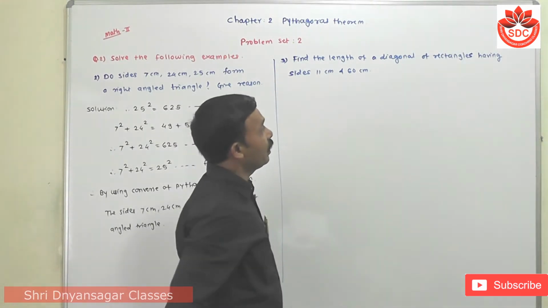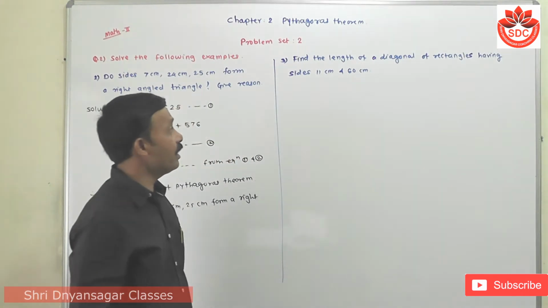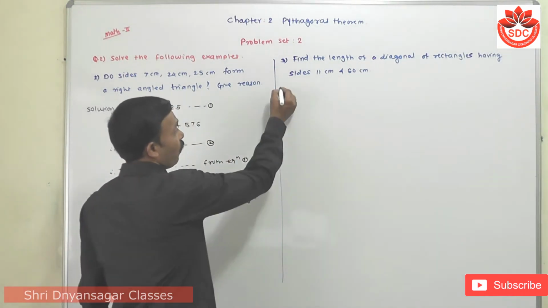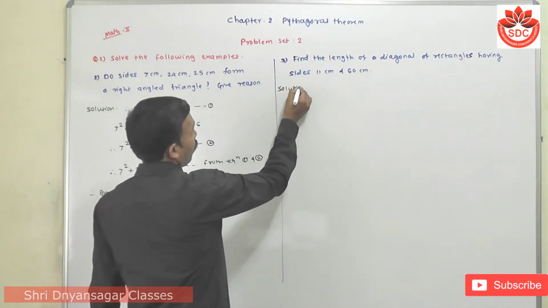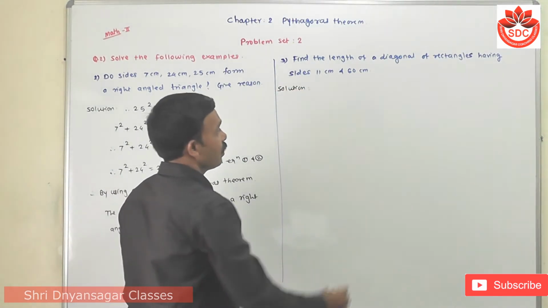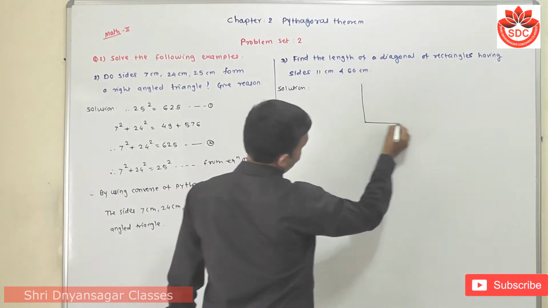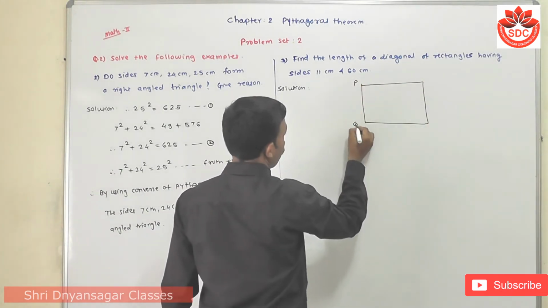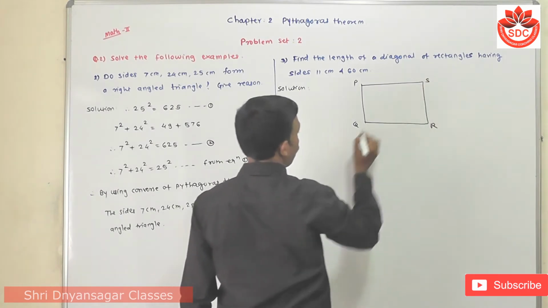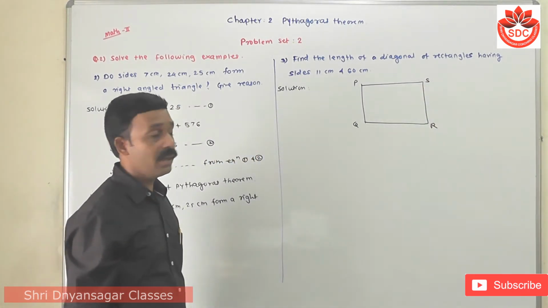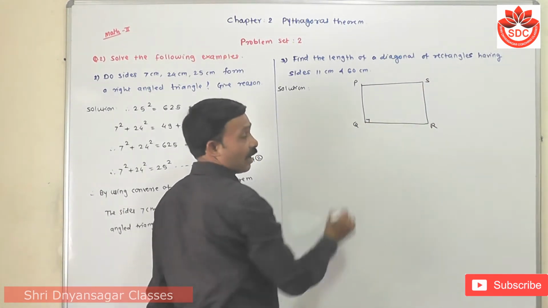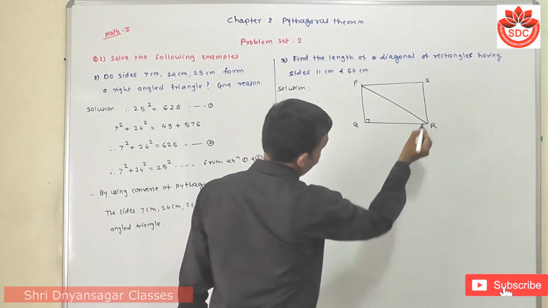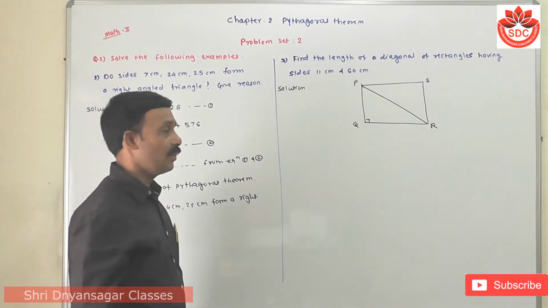Find the length of the diagonal of a rectangle having sides 11 cm and 60 cm. Now for this I will draw one rectangle. Suppose the vertices of the rectangle are P, Q, R, S. All of you know the property of a rectangle: each angle is a right angle. Now we have to find the length of the diagonal. I have joined the diagonal PR, or QS also.